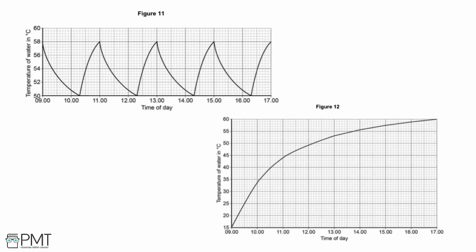So just to make the explanation a bit easier, I've got Figure 11 and Figure 12 on the screen here. Figure 11 is for the immersion heater and Figure 12 is for the solar panels. So first let's find an advantage of using solar panels. So we want to find what's better about the graph in Figure 12 than the graph in Figure 11 in terms of heating things. So in Figure 11 we can see that the temperature of the water, which is on the y-axis, varies quite significantly. So it goes down, then moves back up again, it goes down, moves back up again, and this happens in intervals all the way across the graph.